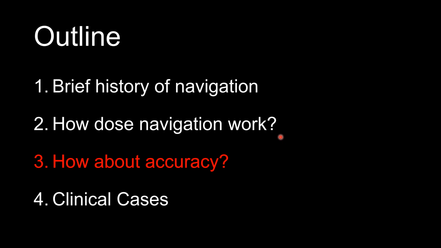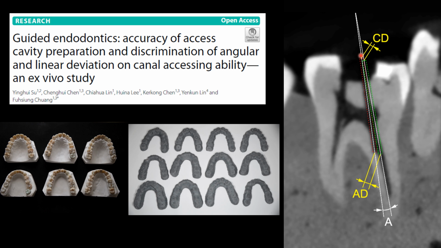So we have talked about how navigation works. Let's move to the third part: how about accuracy? This one is the paper I published in the BMC Oral Health journal. This is about the static navigation. When talking about accuracy, it will become different in deviation. You have deviation in the coronal part and the apical part.